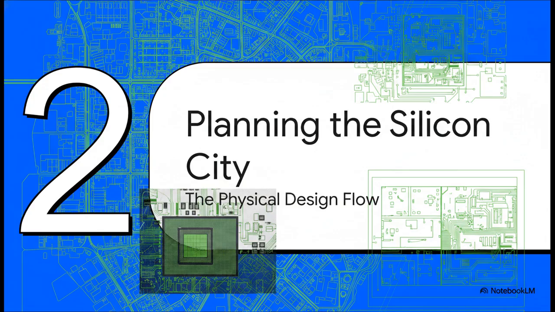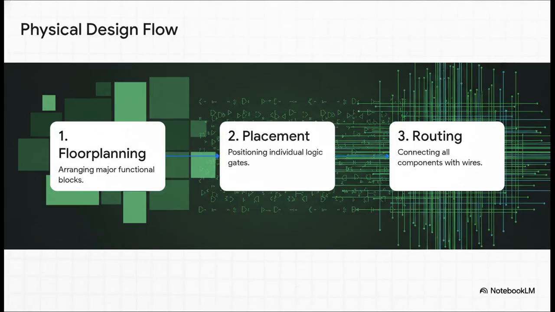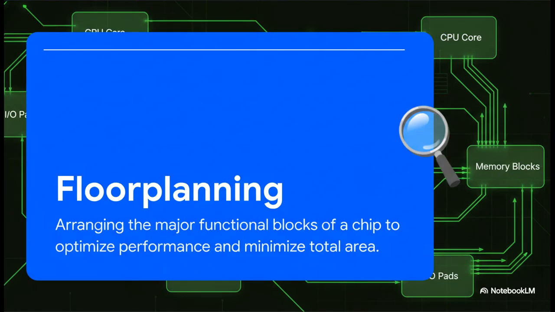We're about to lay out a whole metropolis, from the big downtown districts all the way down to every single suburban house. This whole thing breaks down into three main stages, and each one gets more and more detailed, building on the one before it. We're going to start with the big picture and then just keep zooming in until every last wire is in place. So first up, floor planning.